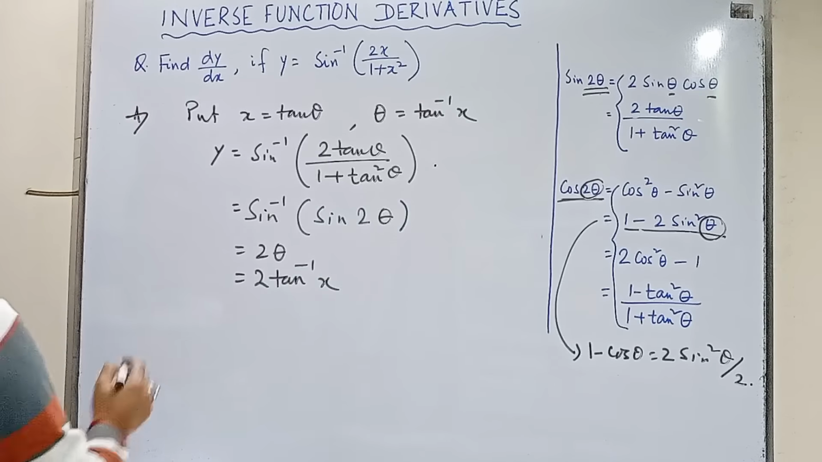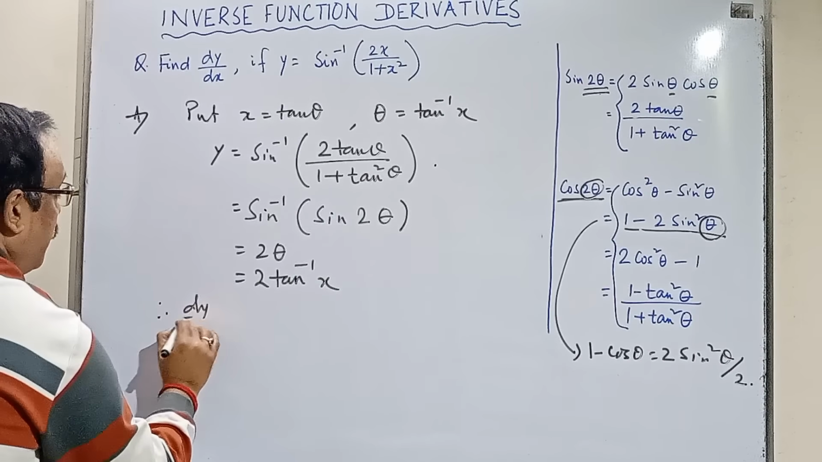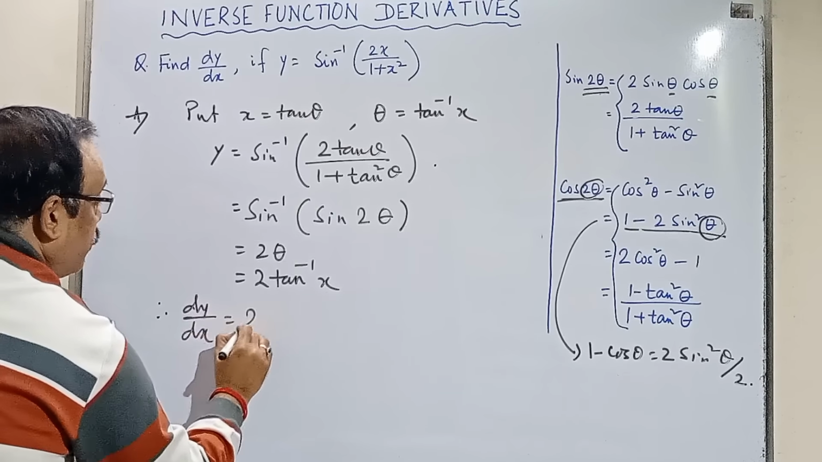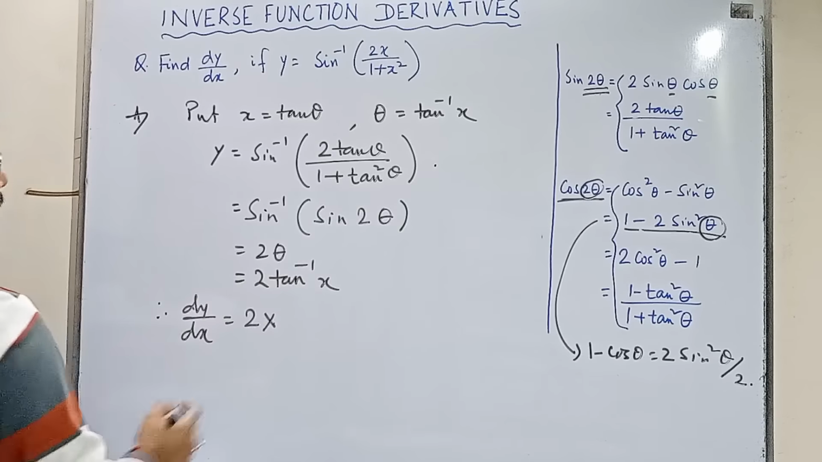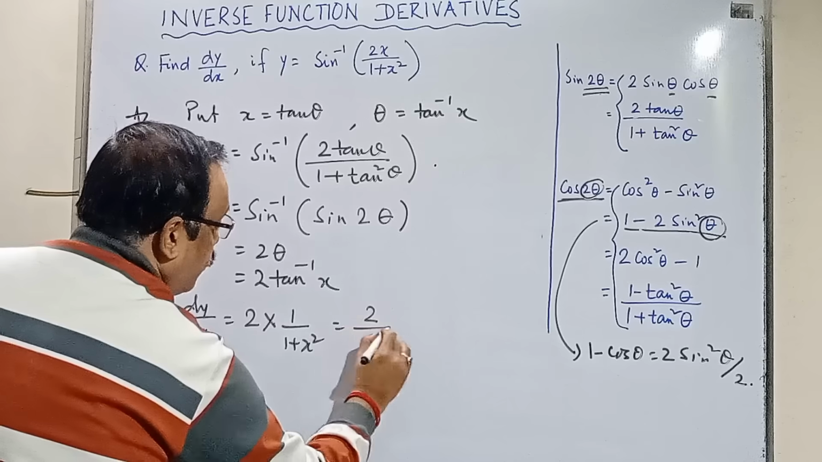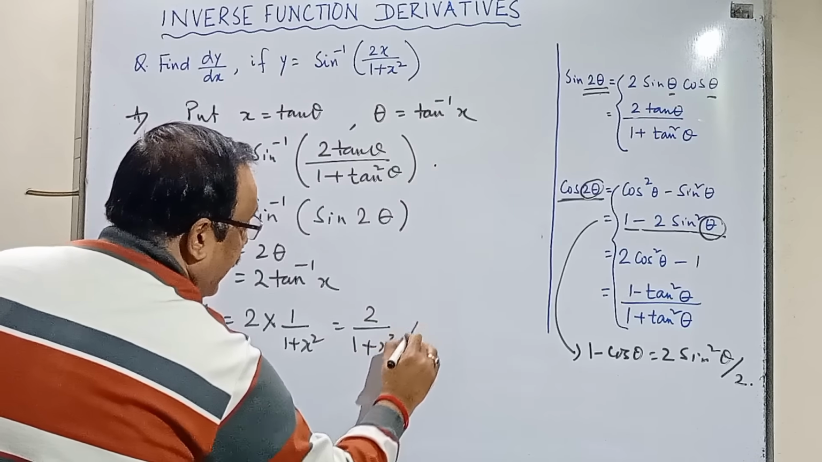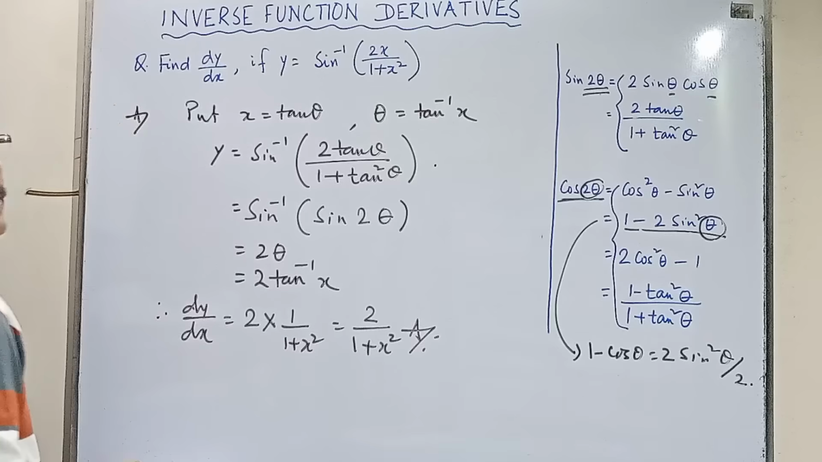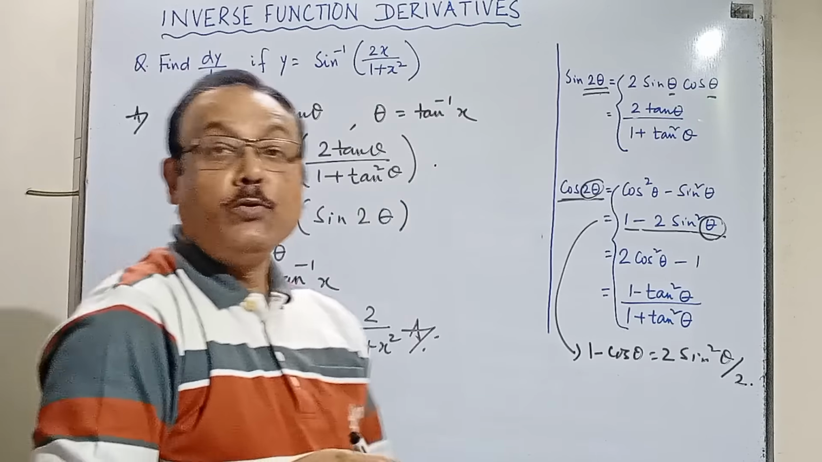That becomes my y. Therefore, dy by dx will be equals to 2 into derivative of tan inverse x is 1 by 1 plus x square. That is 2 by 1 plus x square. That's the answer. Now I'll show you another sum.